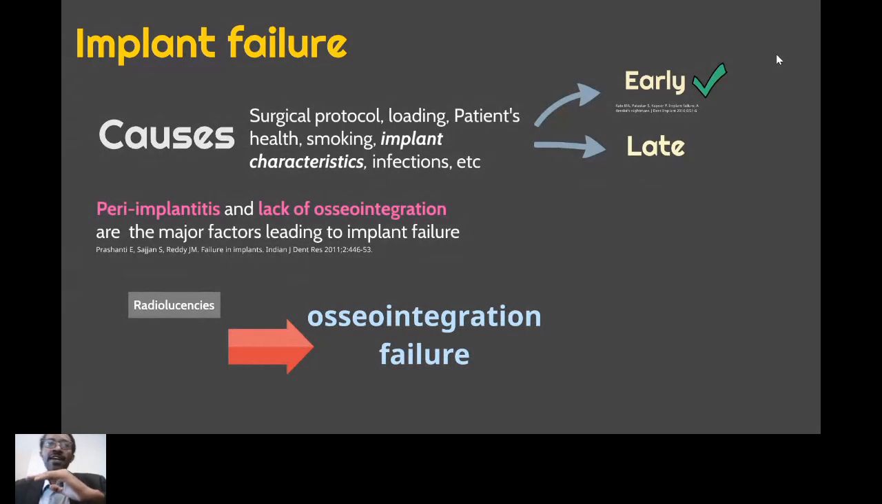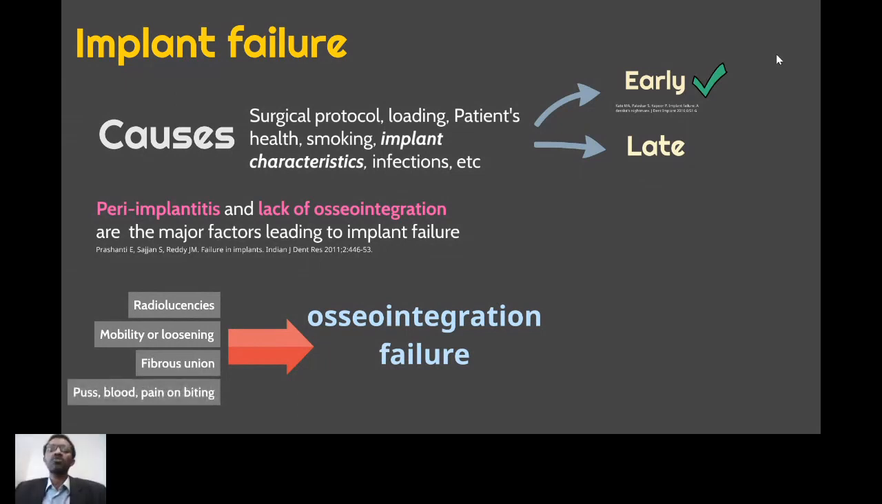How do you know it? You can get radiolucencies, any radiolucencies around the implant, between the implant and the bone. Of course, it's an osseointegration failure. Maybe you get mobility or loosening. We know that any sort of mobility in implant dentistry means it's a loose implant, which means you have to take it out, or it's a failure as well. Sometimes you get fibrous union, which is not osseointegration. That's fibrointegration, which is also a failure because I need my implant to be attached to bone directly. And if you get pus, blood, pain on biting, all these are signs of a failing osseointegration.